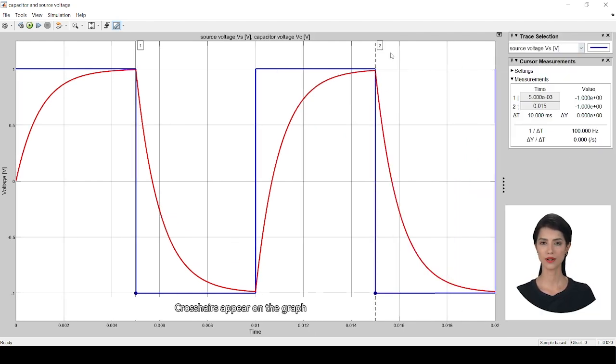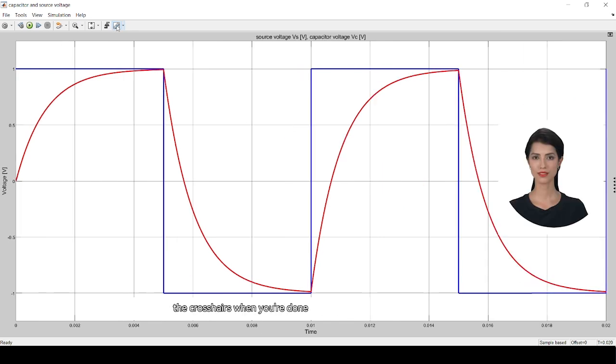Crosshairs appear on the graph. We set the right crosshair to the capacitor voltage, then enter a time of 1 millisecond. Sure enough, the capacitor voltage is nearly 0.63 volts, just as predicted. Don't forget to click the icon again to remove the crosshairs when you're done.